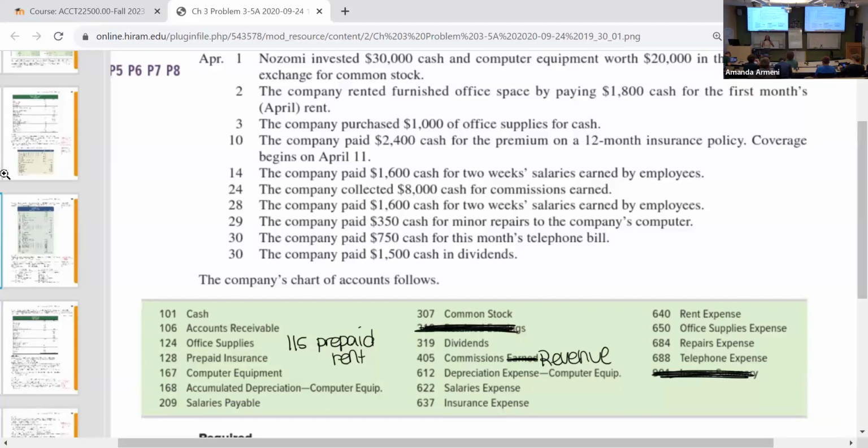So for a quiz question, it may say you purchased insurance on April 1st, and then you have to make an adjustment for it on April 30th. It'll be a nice round number of a full month, okay? Keep that in mind. But in this example, again, they give us the number, so we don't even have to worry about it. Okay, so that was April 10th. Any questions on April 10th?